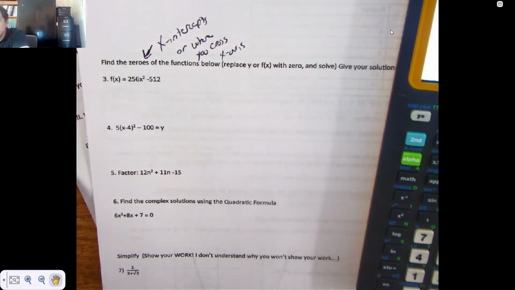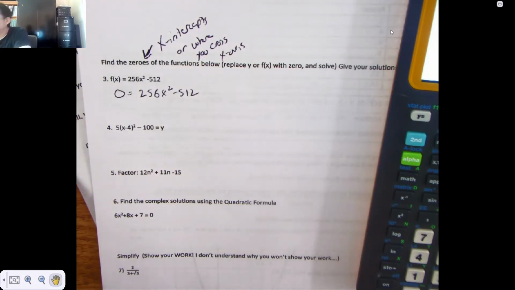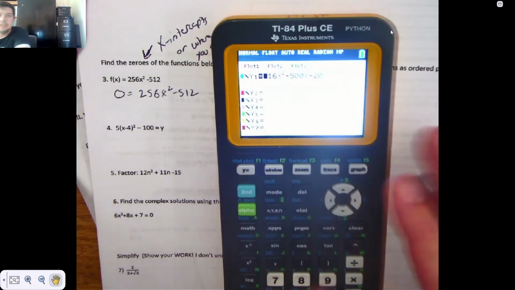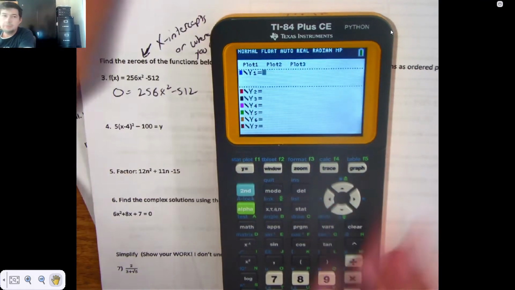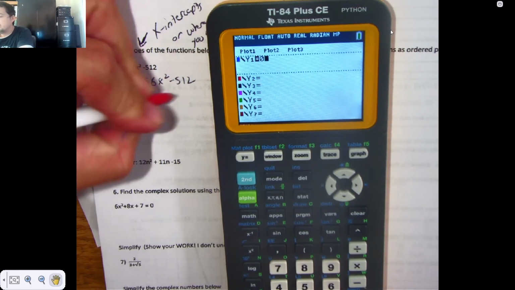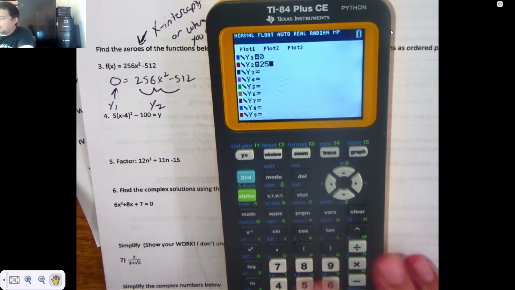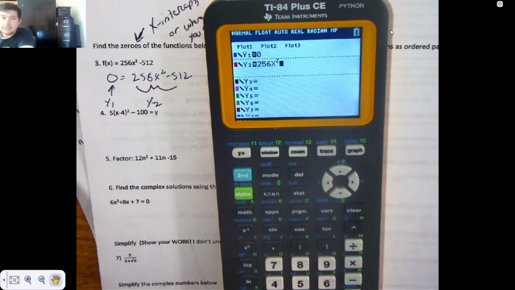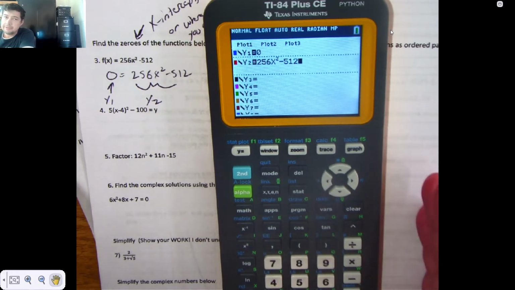The first way I'm going to do this is the same way you do it by hand. You set the thing equal to 0. All right, that has to be done. Now you go to y equals. You put a 0 in for y1. So we think of this as y1, and we think of all of this as y2: 256x squared minus 512.